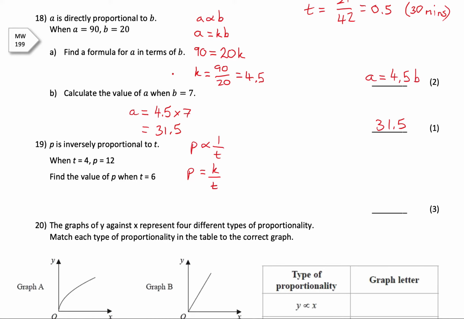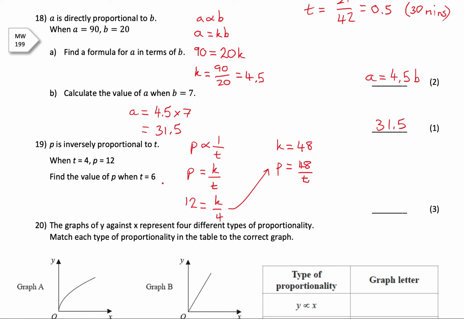And we do exactly the same as above. To find K, we substitute in our values that we've been given. So P is 12 when T is 4. Come up here and use this space. If I want to work out what K is now, I need to get rid of this 4, so I need to times by 4. That would give me 48 there. So K is 48. So my overall equation linking P and T is P equals 48 over T.